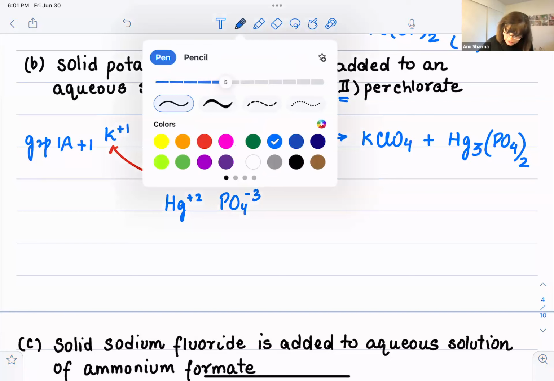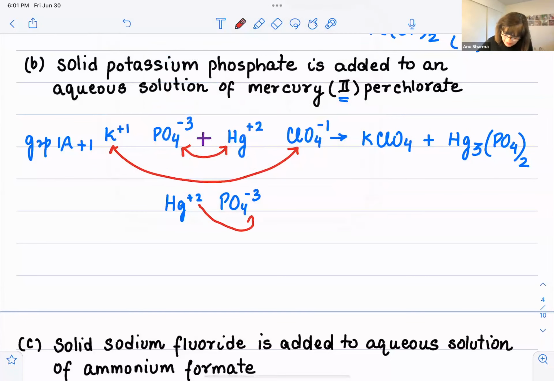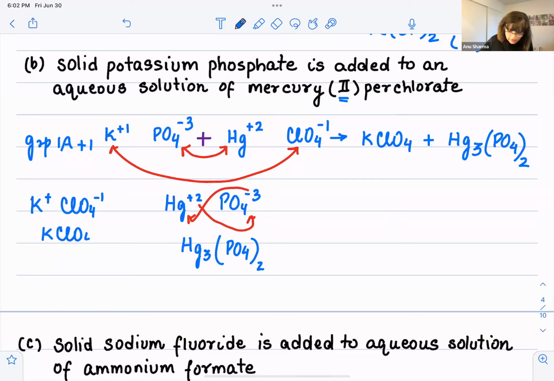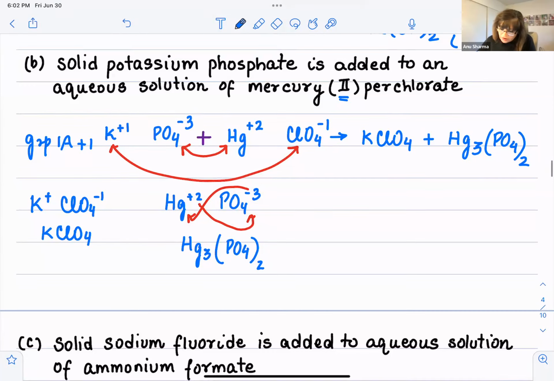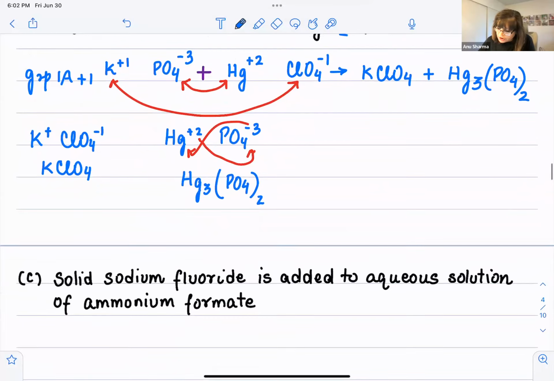So crisscross when they mix. This number comes here and this number comes here. So this makes it Hg3(PO4)2, brackets PO4 whole twice. All right. And then potassium with +1 charge and ClO4 -1 charge, the plus and minus charges cancel out, so that is how they produce KClO4.